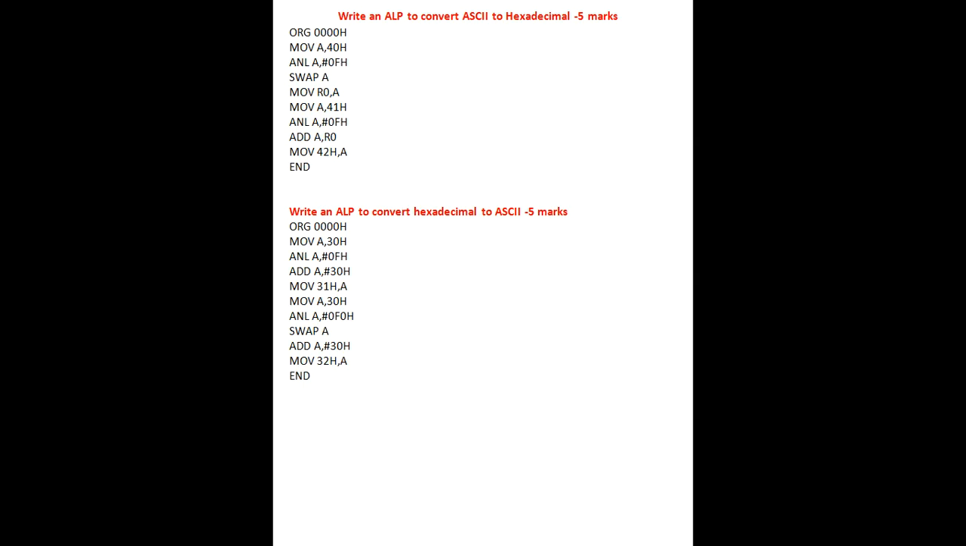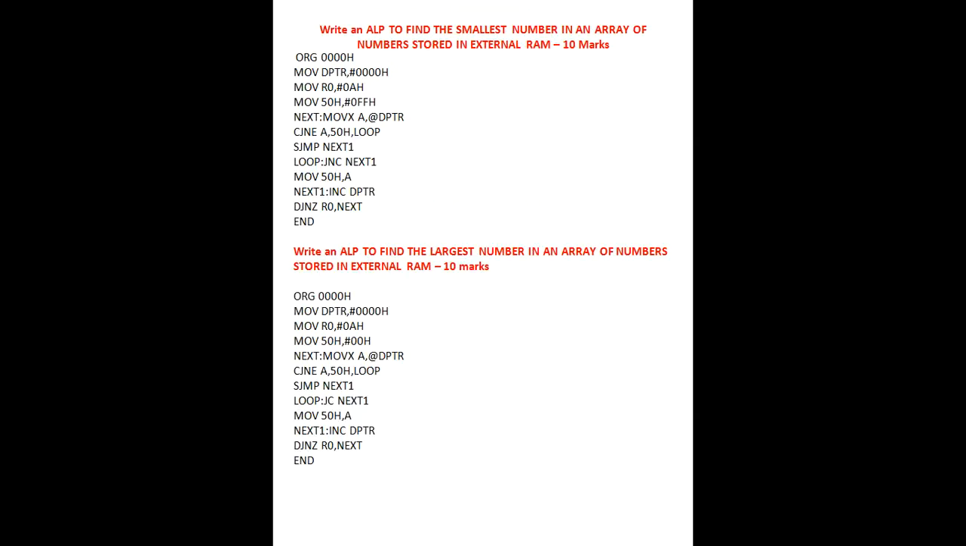Next, the reverse operation, hexadecimal to ASCII. You have to take the hexadecimal number from 30H, and with an AND operation add with 30, that is one ASCII value. Again the same number you take, with the AND operation. In the above AND operation it is going to mask the higher nibble, and in the below AND operation it is going to mask the lower nibble. Swap it, add with the 30, again one more ASCII value is going to be generated, that is going to be stored in 32H.